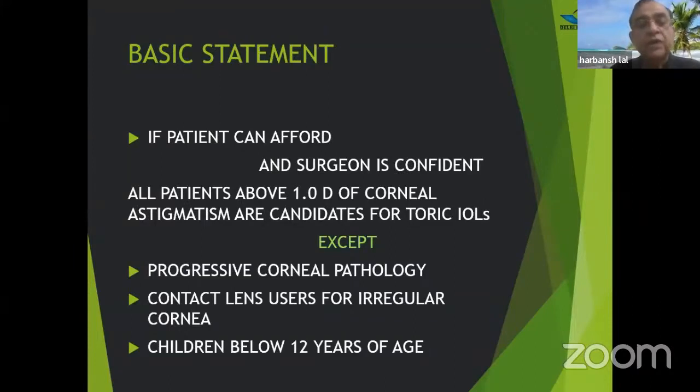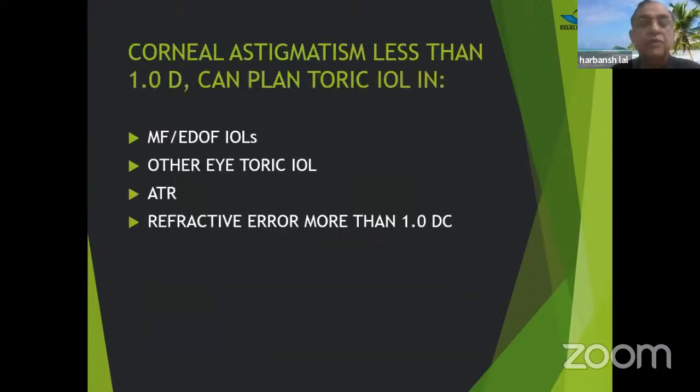So as Arup has already highlighted, if the patient can afford it and the surgeon is confident, all patients above 1 diopter of corneal astigmatism are candidates for toric IOLs, except if there is a progressive corneal pathology, if they are contact lens users with irregular cornea, or if they are children below 12 years of age. But even those patients who have less than 1 diopter of corneal astigmatism are also candidates for the toric IOL if they are going for a multifocal or EDOF IOL.